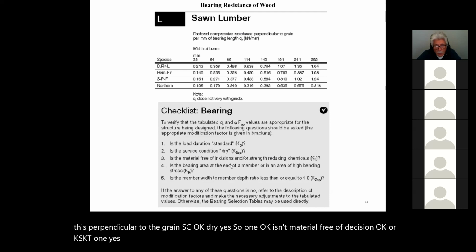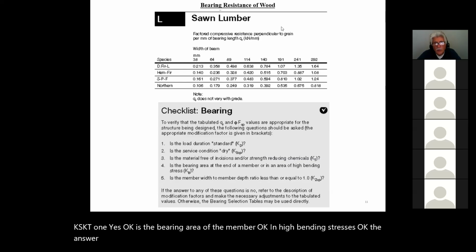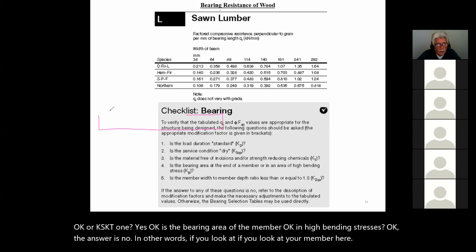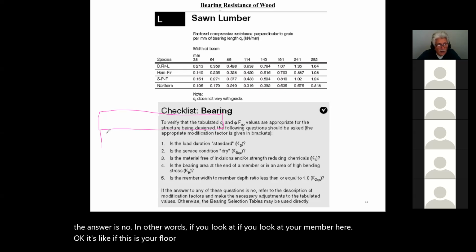Is the bearing area of the member in high bending stresses? The answer is no. In other words, if you look at your member here, if this is your floor joist, and it's sitting here, and it's sitting there, well, if this is the bending, I'm sorry, yeah, that's the bending.